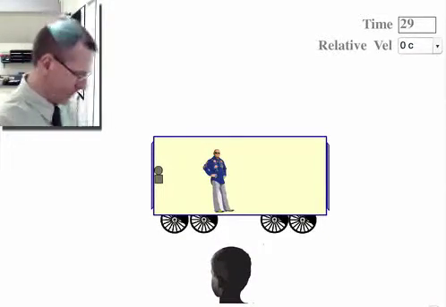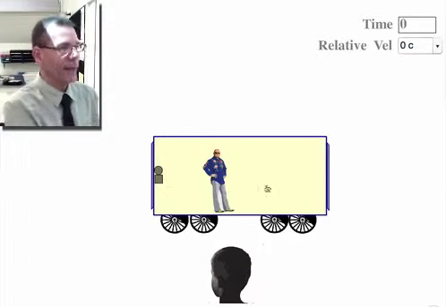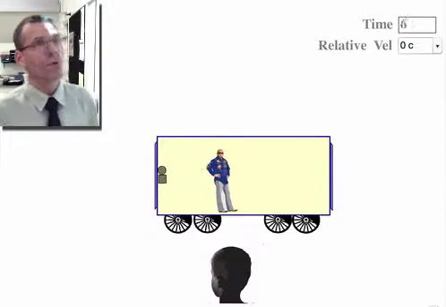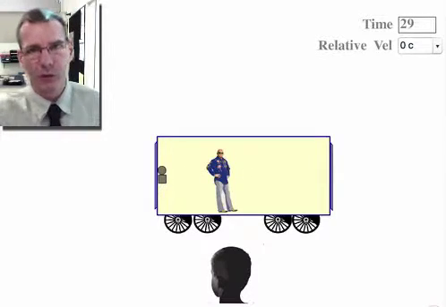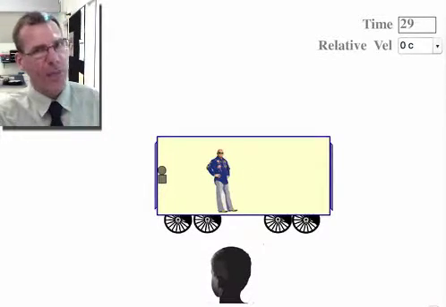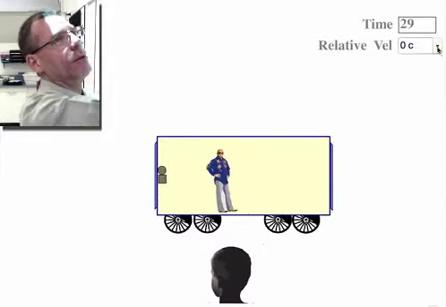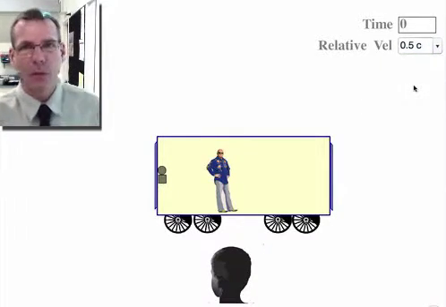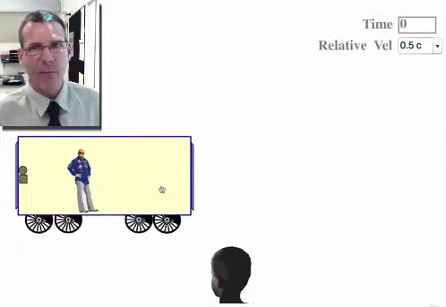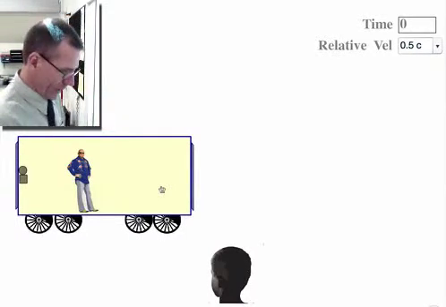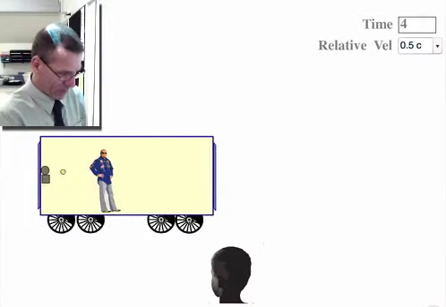Okay, well, let's think about this from the point of view of the observer inside our train. We'll run the clock, and you can see that it takes 29 time intervals for that pulse of light to move to the front of the carriage and back to the rear of the carriage. Well, let's have a look at it from the point of view of the person on the platform now, as the train moves by at around about half of the speed of light. So let's have a look at how our clock runs.